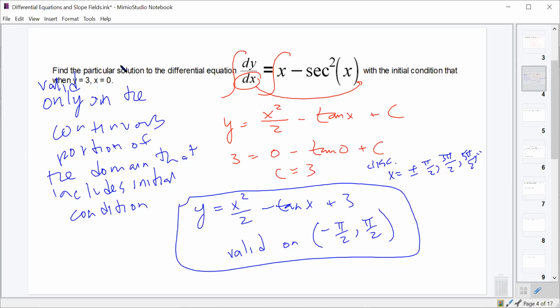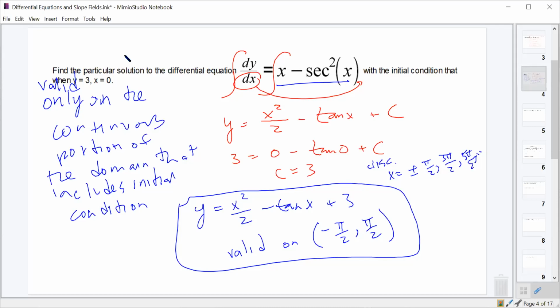Wait, could you explain that again? Right, so we could have any constant. We don't have to have a constant of 3. We could have any constant outside of negative pi over 2 to pi over 2. So for example, from negative infinity to negative pi over 2, I could have a constant of plus 1,000. The derivative is still equal to this. And as long as on the interval between negative pi over 2 and pi over 2 the constant is 3, it still satisfies my initial condition.